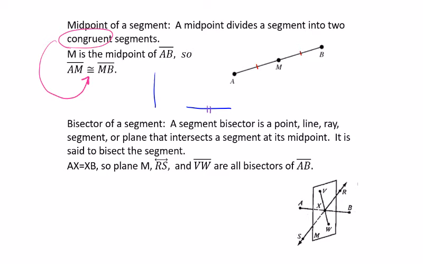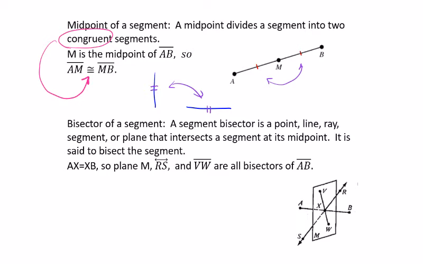Okay, so if I have four segments in a picture like I do here, actually we have five including AB, then these two are congruent to each other, and these two are congruent to each other, but AM is not congruent to this line XY, for example. Okay, so the number of tick marks corresponds with congruent statements.